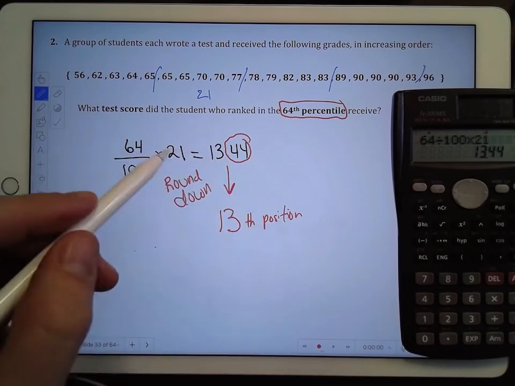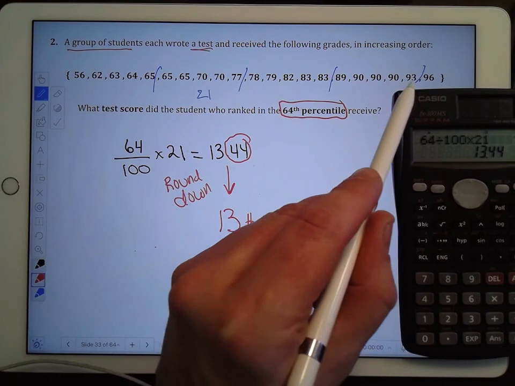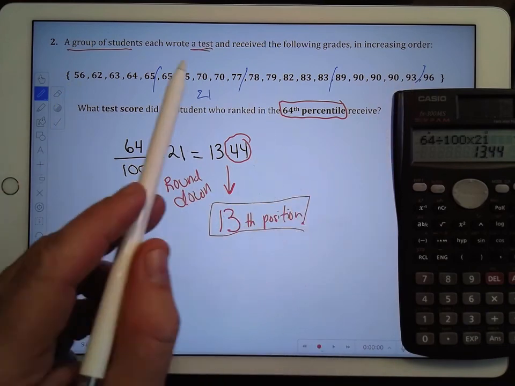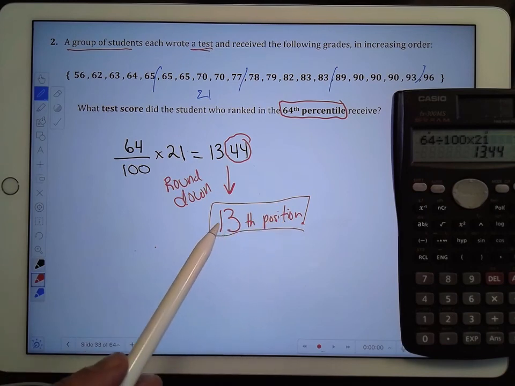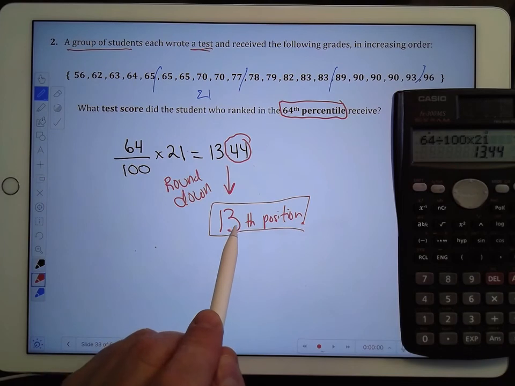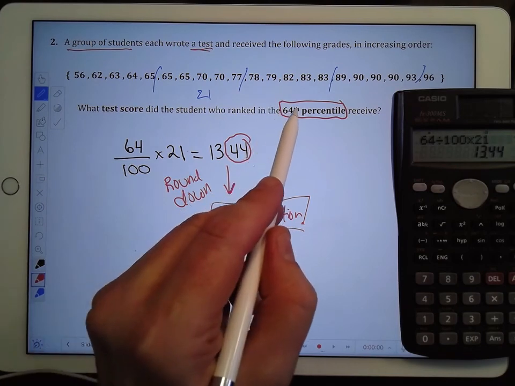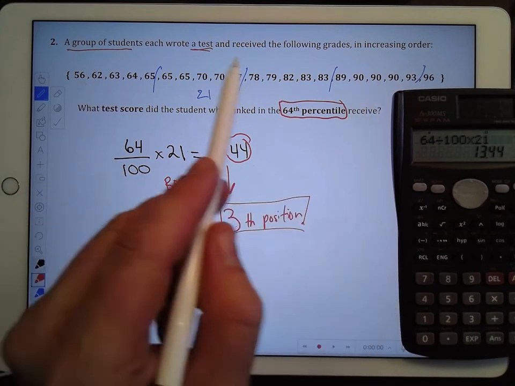And you think about the context for a second. We're talking about students who wrote tests, and here's their test scores. There's nobody sitting there with 13%. So it doesn't make any kind of sense, that answer. If you think of it as the percentage on the test, what that really is, this is the 13th person. The person who got the 64th percentile is the 13th person in this distribution. So we have to go and find him.